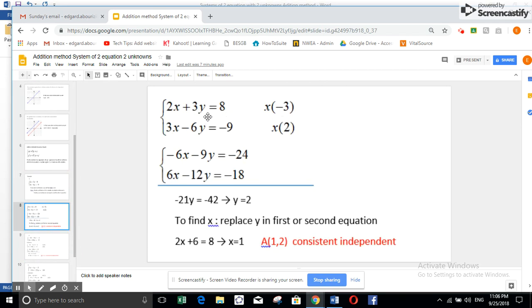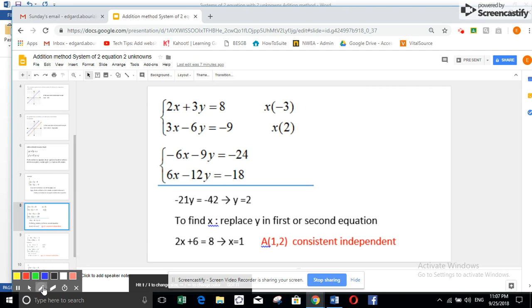Suppose here, this is the example that we talked about. So this common multiple is 6. To get 6, I must multiply by 3. Here, to get 6, I must multiply by 2. But I picked the first one to be minus. I can put minus here, but not both minus, because I want opposite signs. So if I multiply, I get minus 6x minus 9y equal minus 24, and 6x minus 12y equal minus 18.